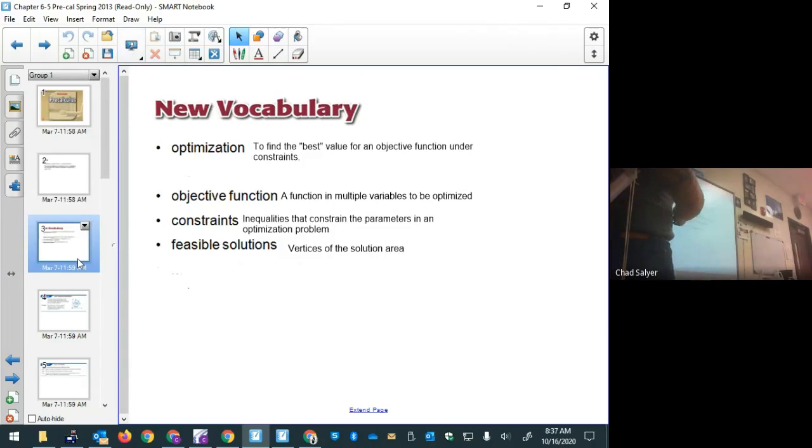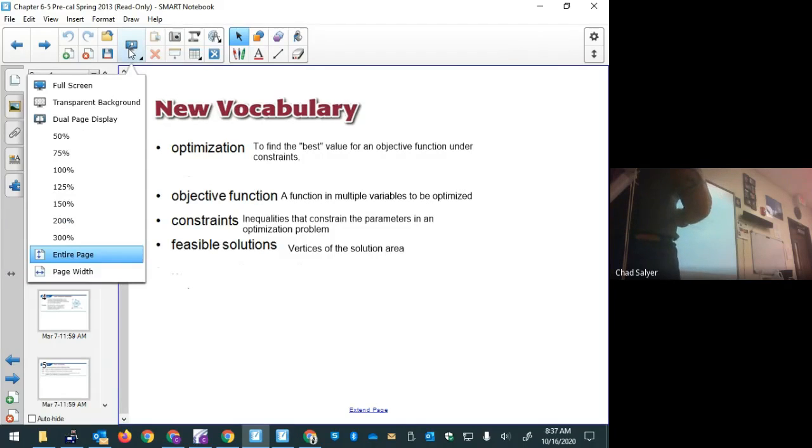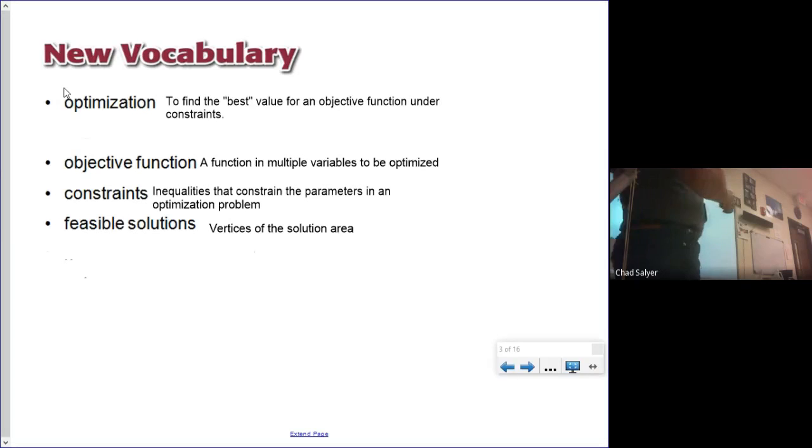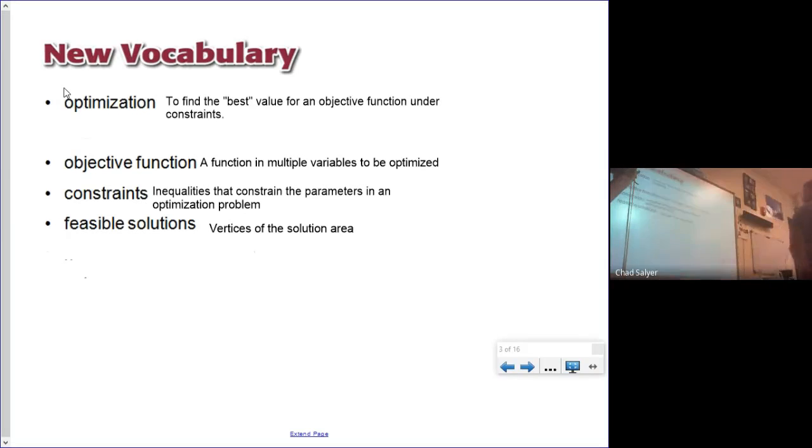So optimization is when we find the best value for an objective function under constraints. And the reason I say best and not greatest or least is sometimes it's greatest, sometimes it's least. If it's a negative thing, we want the least of it possible, like, I don't know, losses for our business. We want to minimize those. Sometimes we want to maximize a thing, if it's profits, for example. So the best value may be the greatest or it may be the least, and it will vary by circumstance.